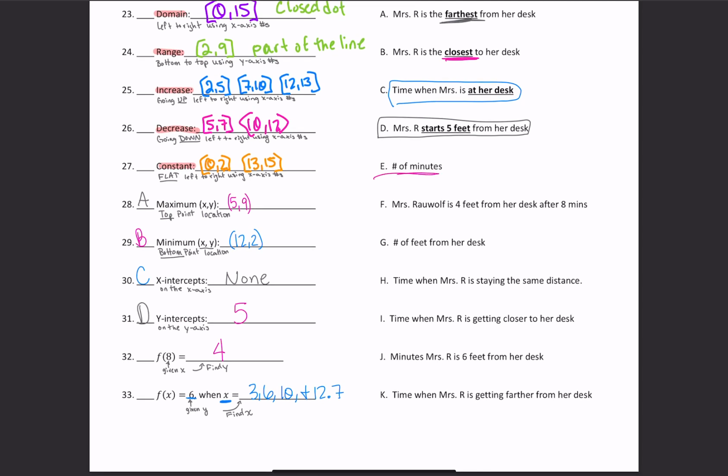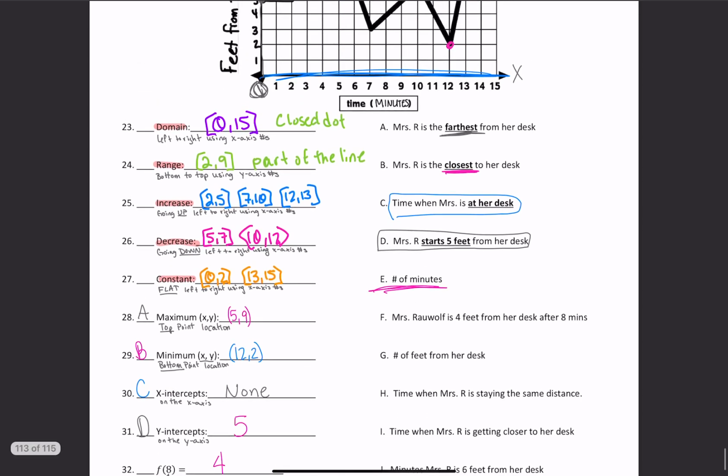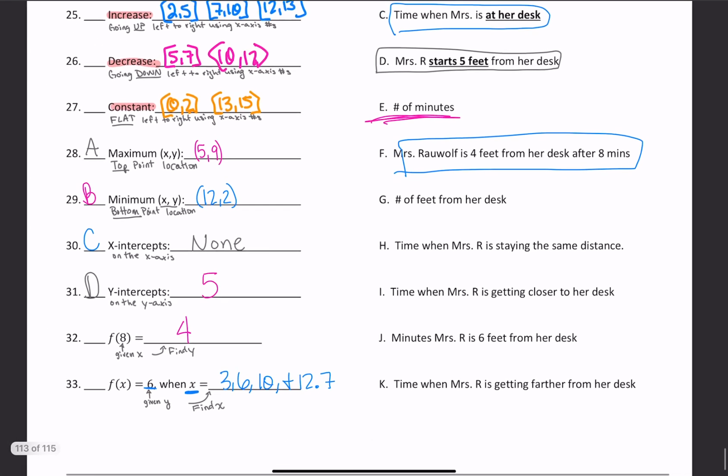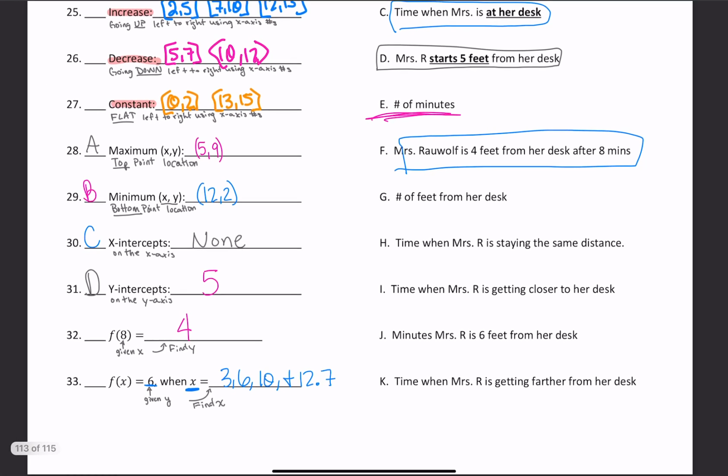Then we have number of minutes. Well, that's pretty generic, but number of minutes is the time, and domain covered all of that time. So domain is that number of minutes. F is when Miss Rawolf is 4 feet from her desk after 8 minutes. Well, Miss Rawolf is 4 feet from her desk after 8 minutes during 32, right? I even see those numbers there, so that's a nice big ol' hint.